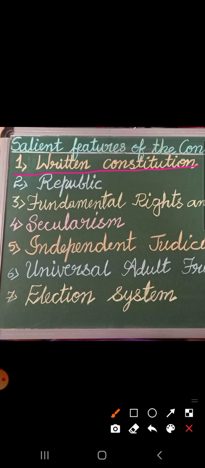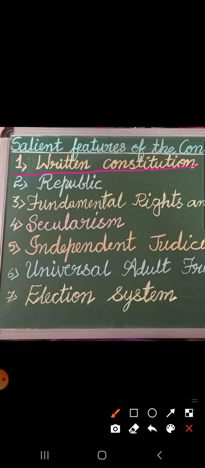The structure, power, and extent of power of the three organs of the government, such as legislature, executive, and judiciary, are explained. There is a single constitution both for central and state governments. Therefore, the size of the constitution is big.